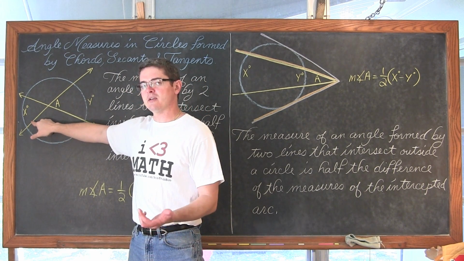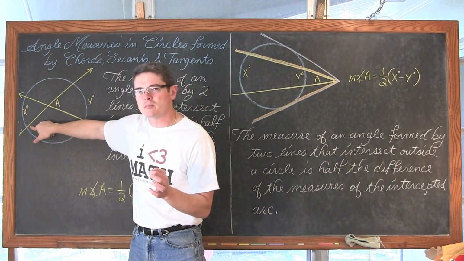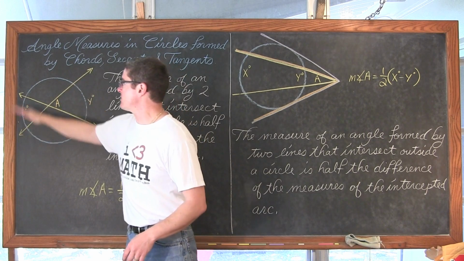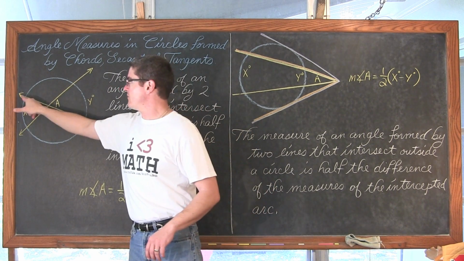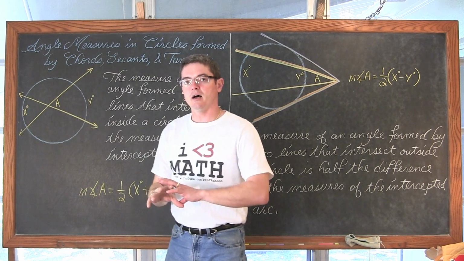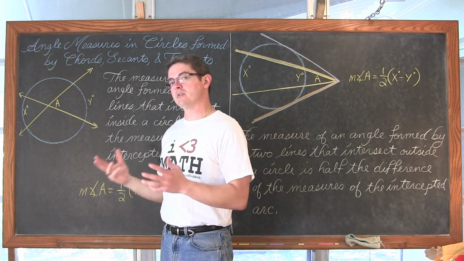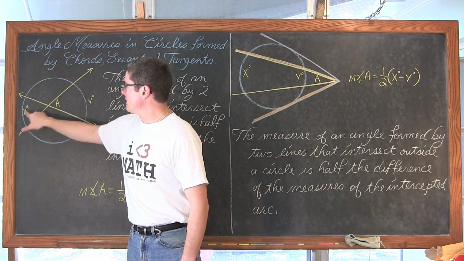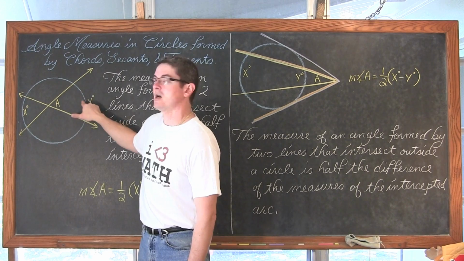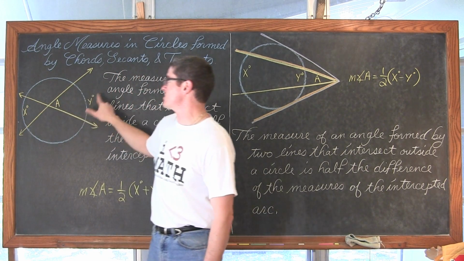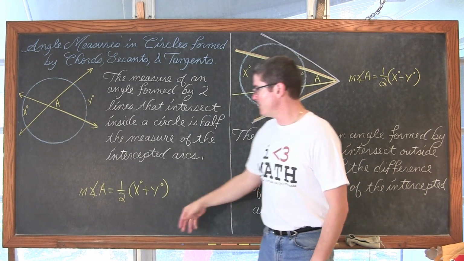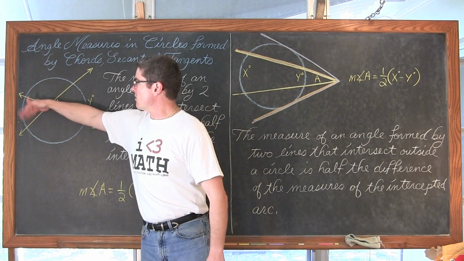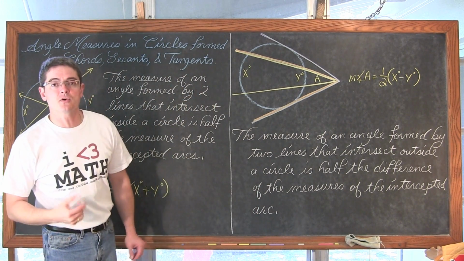I can't really call them chords because a chord is a segment whose endpoints are on the circle, but these lines intersect the circle twice, so if I were to erase the portion extending beyond the circle, they'd be chords. So you could think of it as an intersection of two chords, and this angle is the average of the sum of these two arcs. We're measuring these arcs in degrees, not in length. The measure of angle A is equal to 1/2 the sum of those two arcs between those two lines intersecting inside the circle.